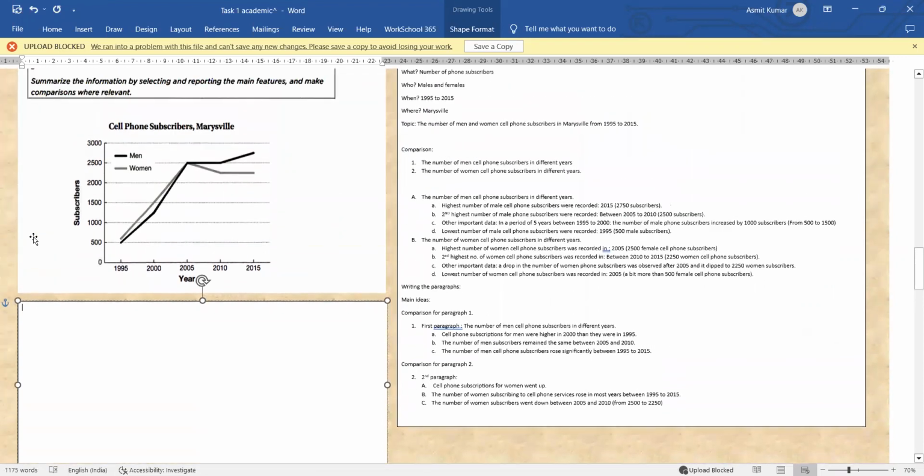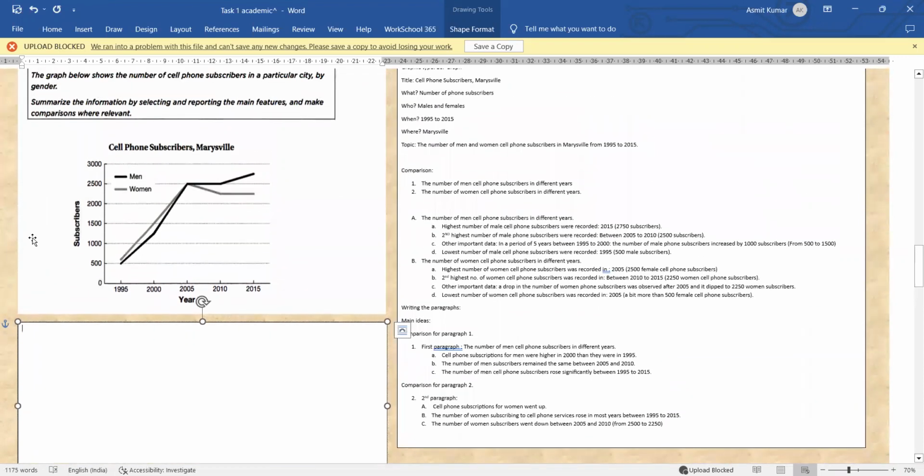First of all, we need to paraphrase the sentence of the question. The graph below shows the number of cell phone subscribers. How could it be written? We have to avoid the repetition of words, so we can change the phrases and the words easily. So paraphrasing is just writing the same information in your own words by changing the sentence structures and your words.